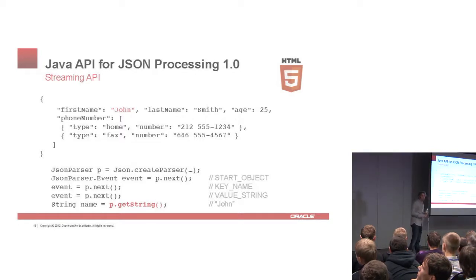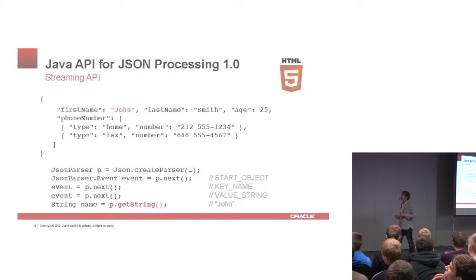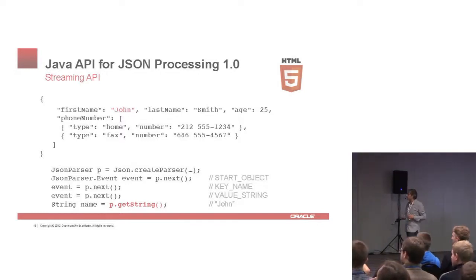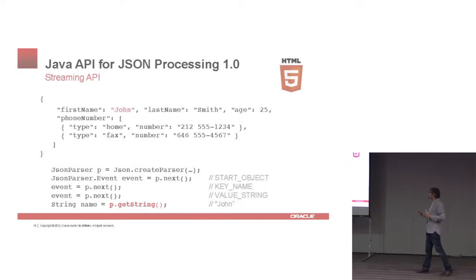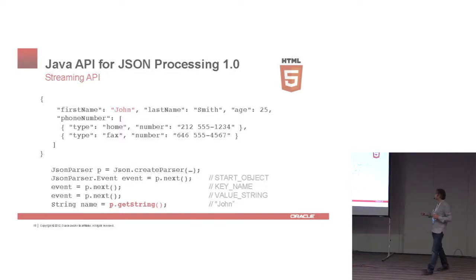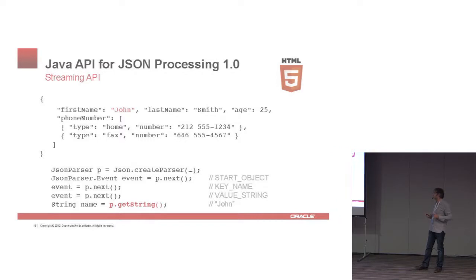How does it work? Well, we have a JSON object, so it's a user with an array of 2 phone numbers. If I want to get the first name of the user, this is the code I have at the bottom of the slide. I first need to get a parser. I need, obviously, to pass my payload to that parser, and then my parser will just send me events. So I just need to stream through that.